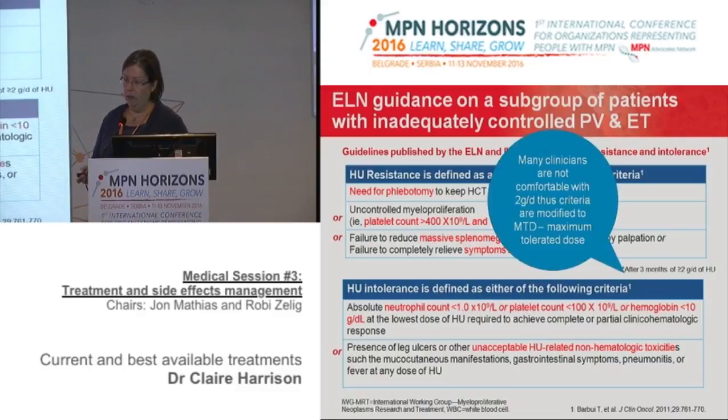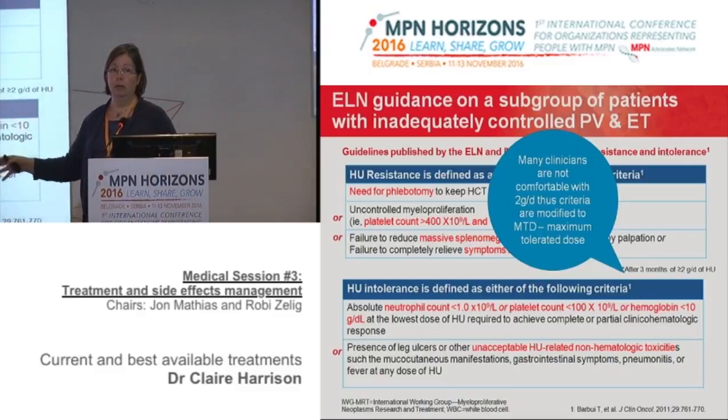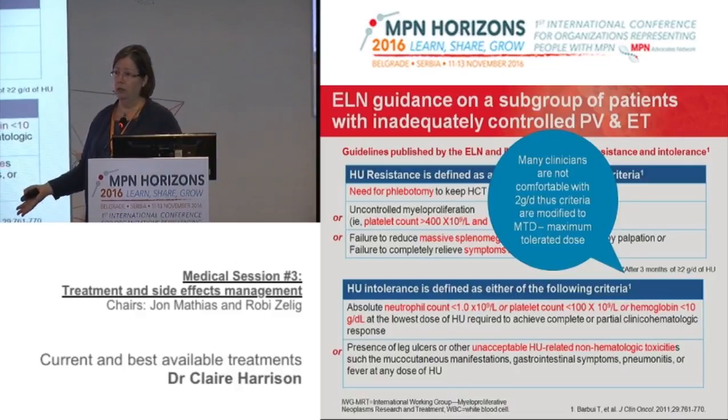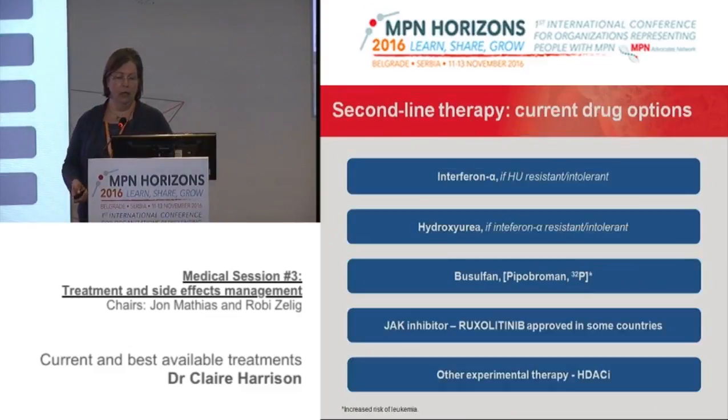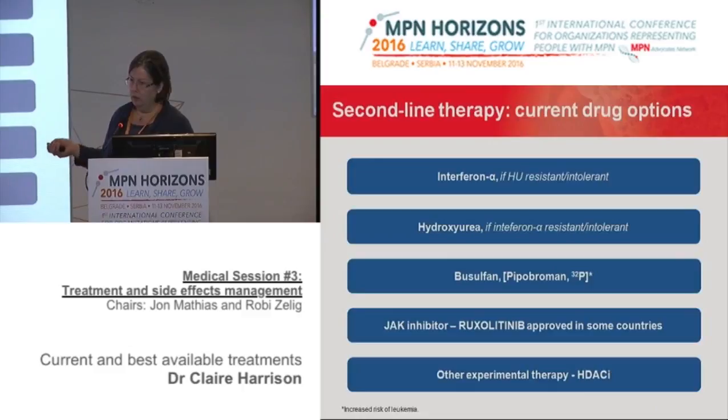Also, there's another problem with these guidelines in that they talk about a maximum dose of hydroxyurea of 2 grams per day. So the perception in the clinical field is I have to get my patient to 2 grams a day before I can call them resistant or intolerant. And actually that's really practically not something that we would do in standard practice. And so some of us have proposed something called the maximum tolerated dose for patients, which basically means you can take a patient as far as you think they'll be able to manage, and then you can say, okay, the patient meets the criteria.